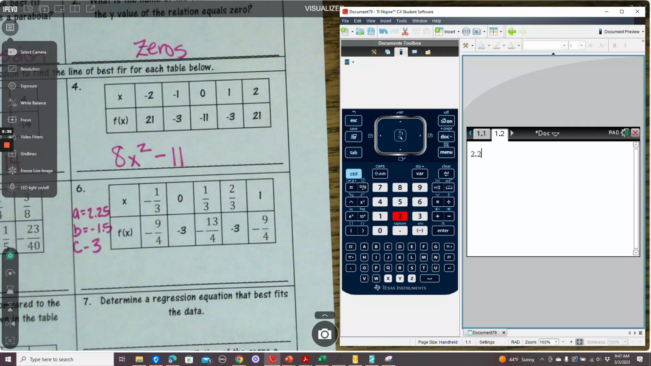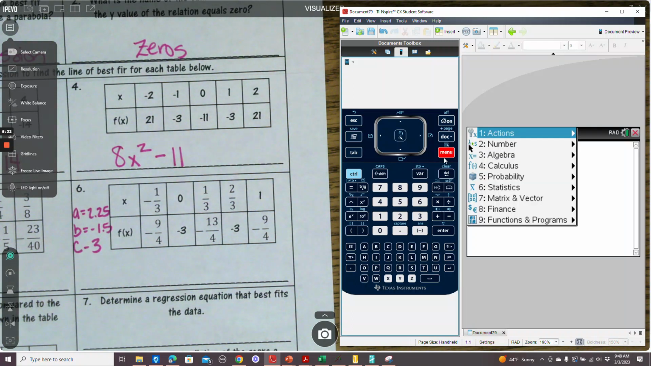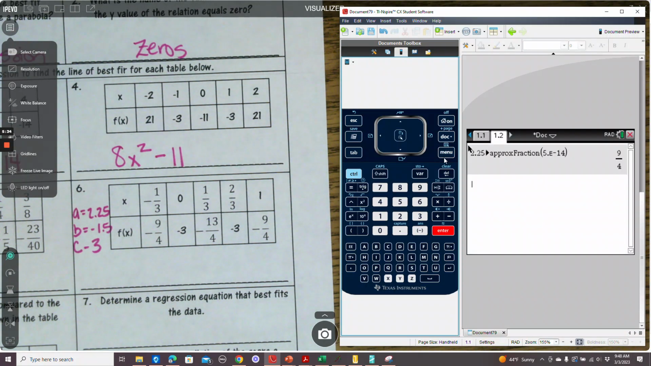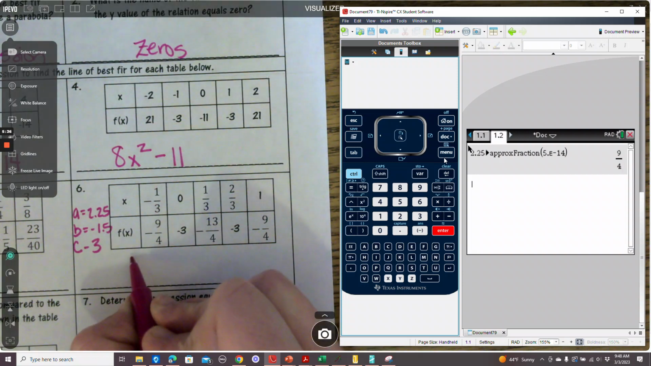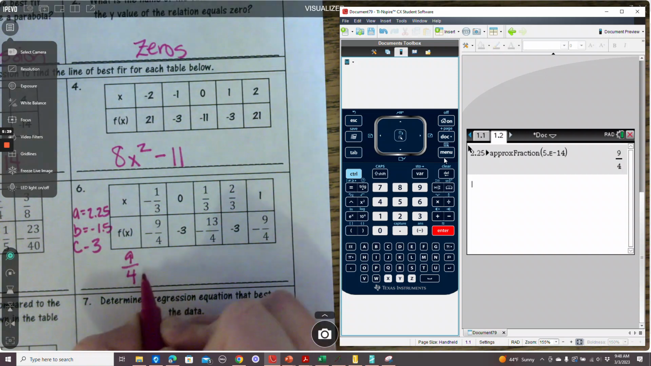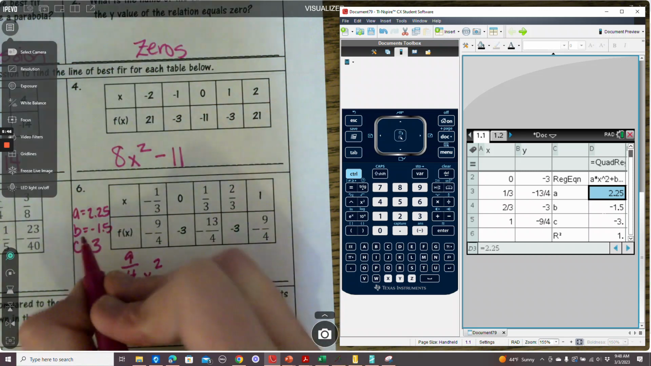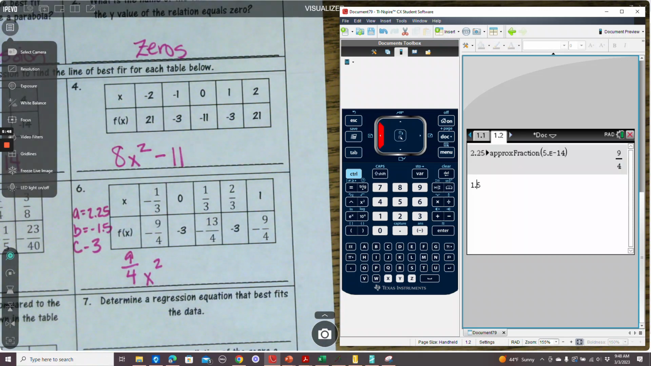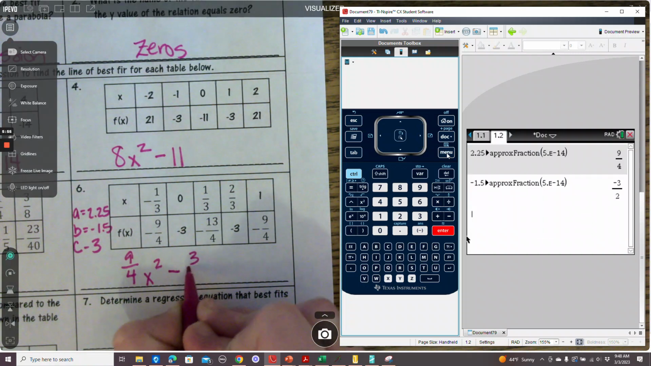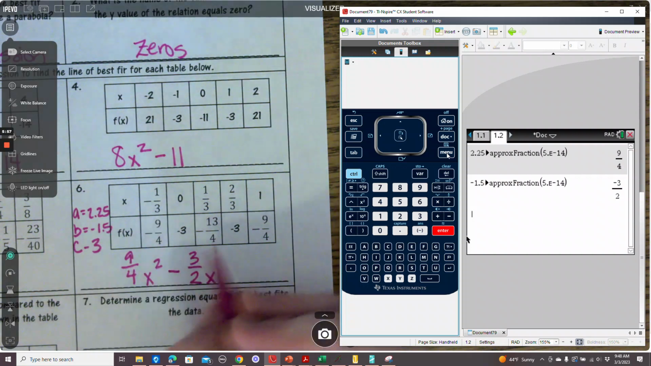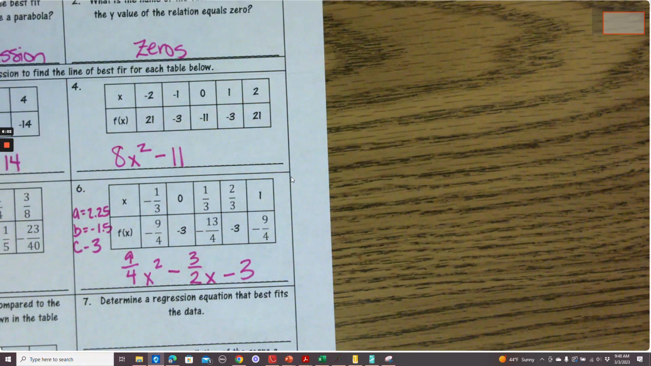And so 2.25, and then I'm going to do menu 2 and hit enter. And it'll change it to a fraction for me. So my A is 9 over 4 x squared. Then 1.5. Was it negative 1.5? It was. It was negative. Okay. Try this again. Negative 1.5. Menu 2 is negative 3 over 2 x. And then the C value is a negative 3. So minus 3.